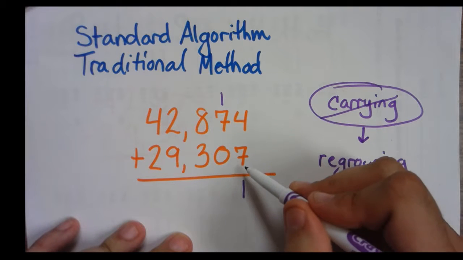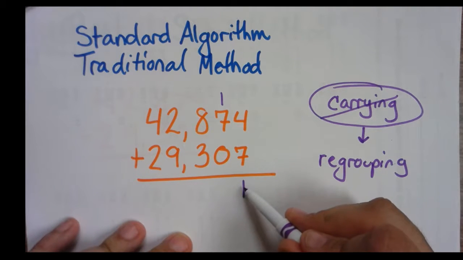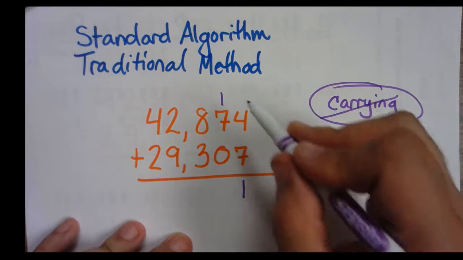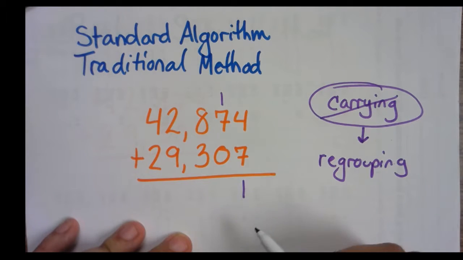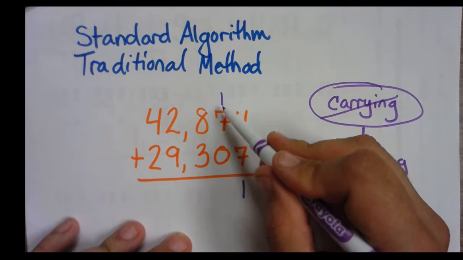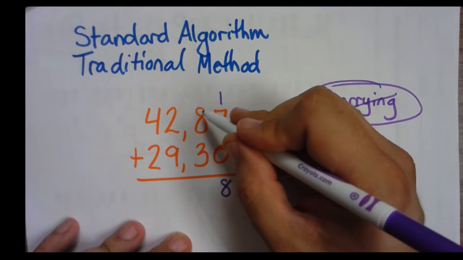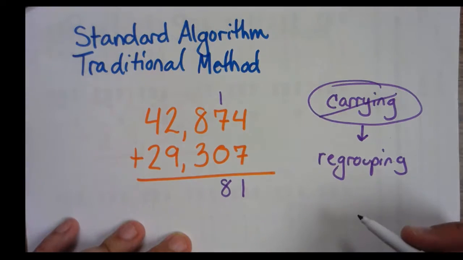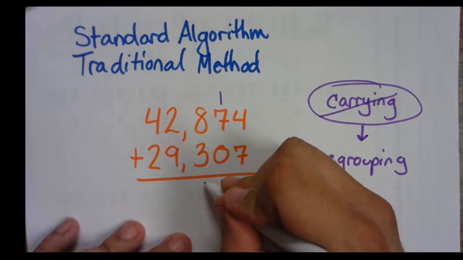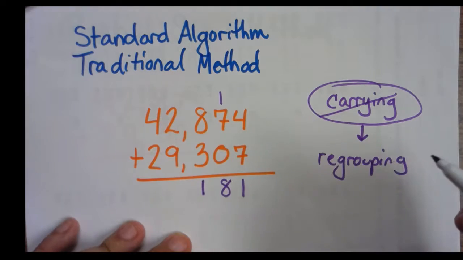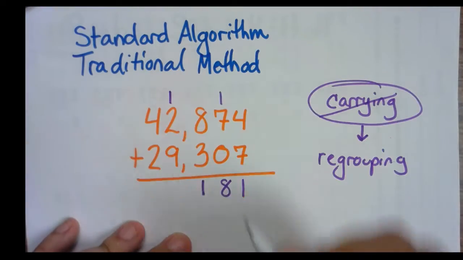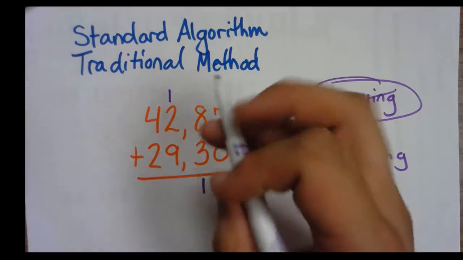So 4 plus 7 equals 11. We put down that 1 for the ones place, and we're regrouping that 10 right over here. 7 plus 1 equals 8. Then we're going to move on. 8 plus 3. Oh boy, I think I'm going to need to regroup again. 8 plus 3 is 11. So I'm going to put down that 1 in the ones place. And the 10 goes over there.